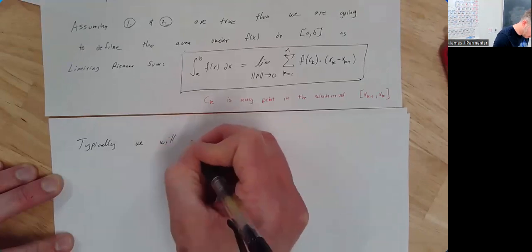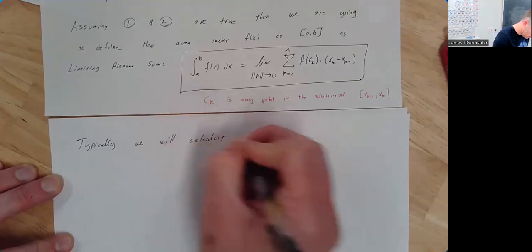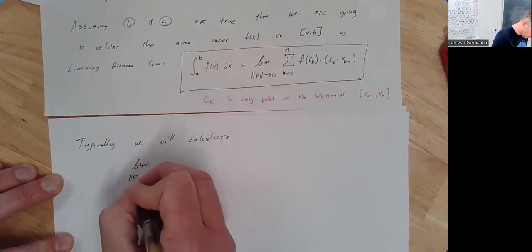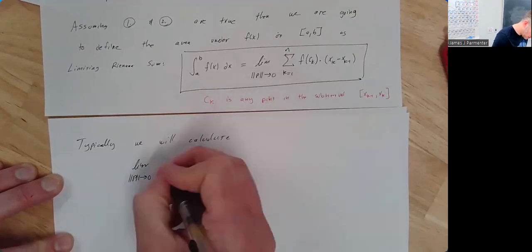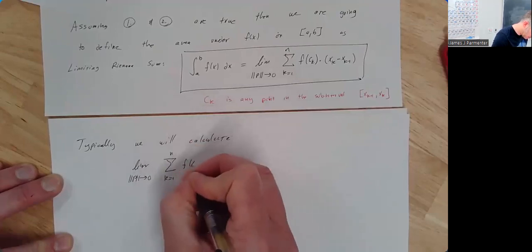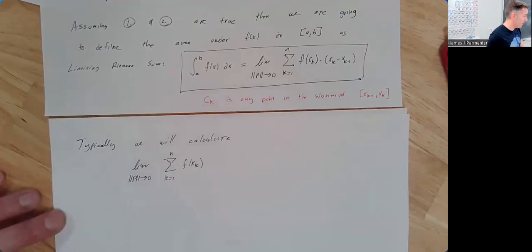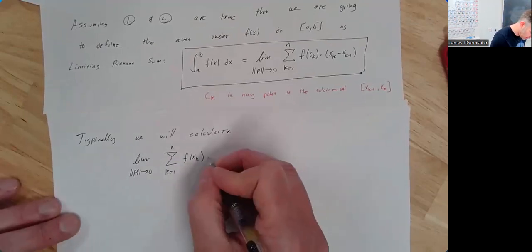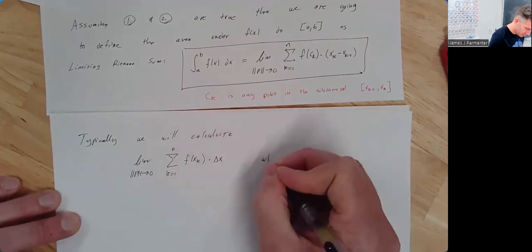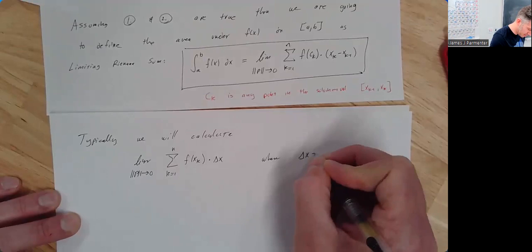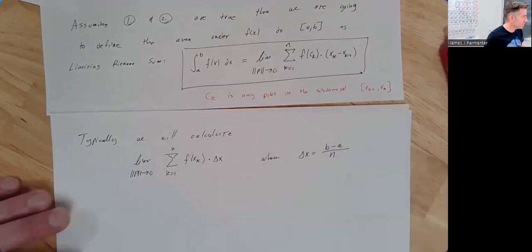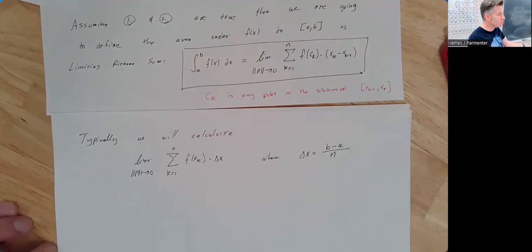So what we're going to actually end up doing is we will typically calculate the limit as your norm goes to 0 of the sum from k equals 1 to n of f of x sub k, where x sub k is the right endpoint, times the width of each subinterval, which is delta x, where your delta x is the total interval length divided into n pieces. This is the usual way of calculating it.